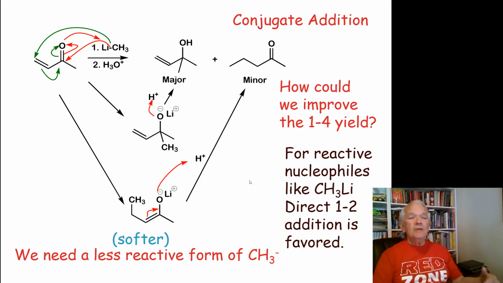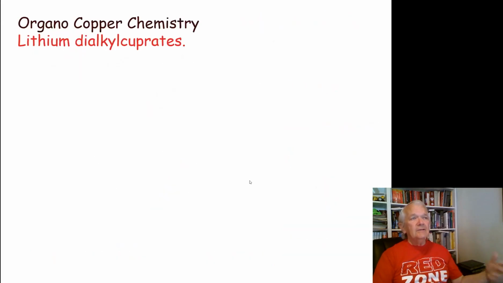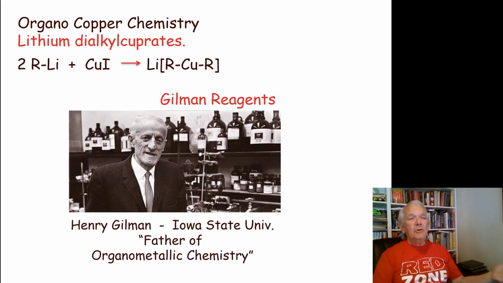And because what we're looking for is what we call a softer methyl minus, where we've toned down its reactivity. And the secret was this organocopper chemistry, which we talked about back when we were doing organometallic. Remember Henry Gilman, the father of organometallic chemistry?